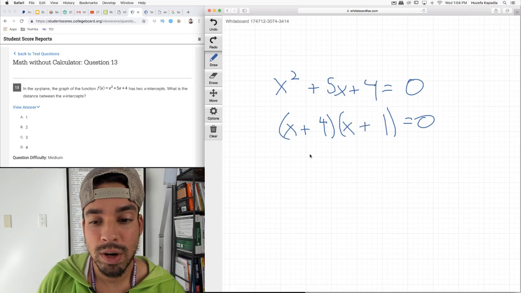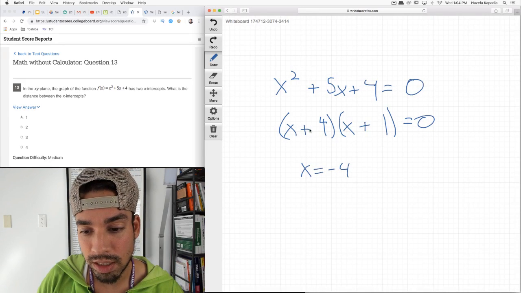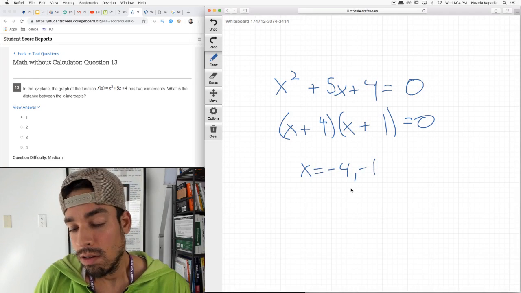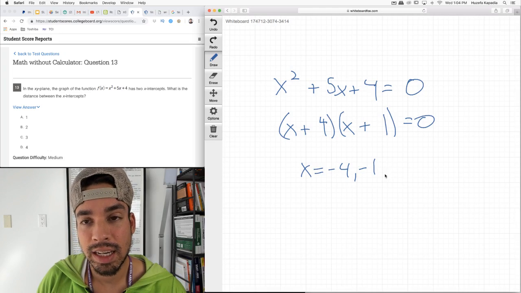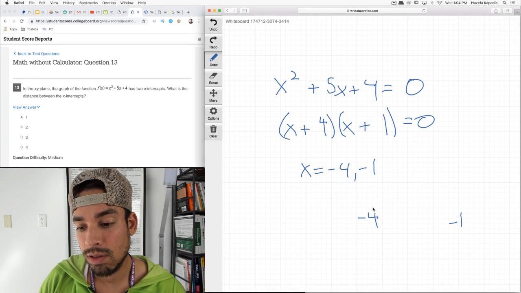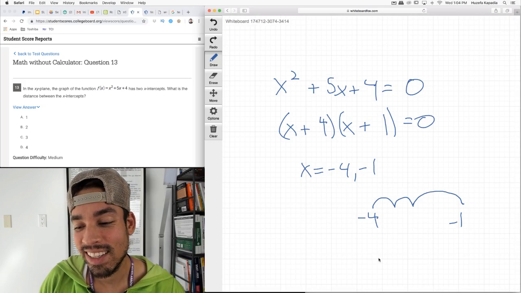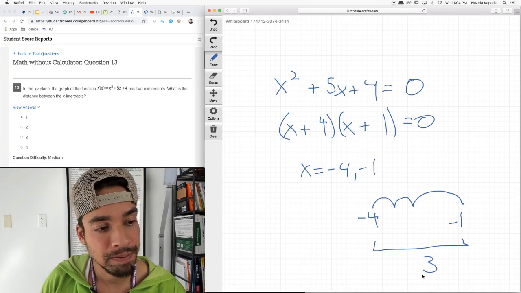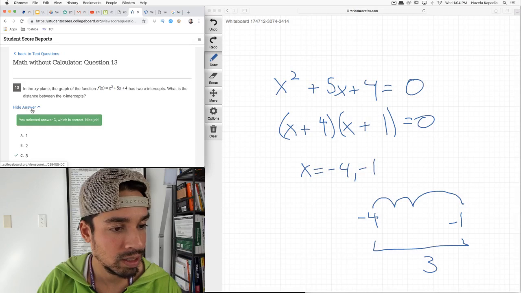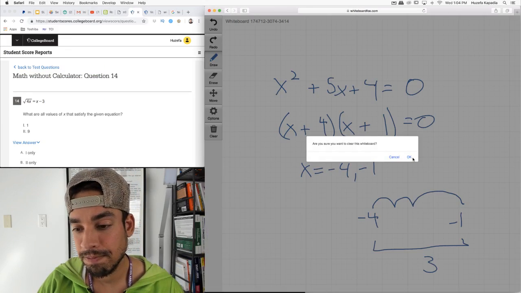All right, so now I factored it correctly. This means that this whole function equals 0 when x equals -4 for this guy and -1 for that guy. Okay. What is the distance between -4 and -1? It's 1 to -3, 2 to -2. Oh yeah, 1 to -1. Sorry, it's a distance of 3. All right. So the answer should be C. Let's keep going.